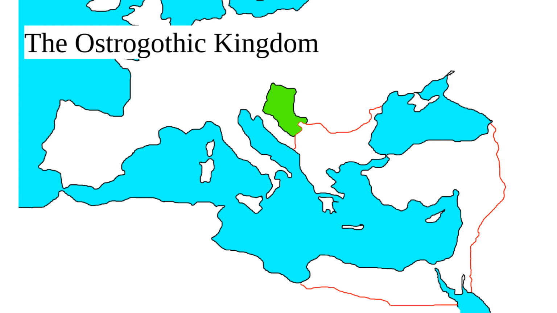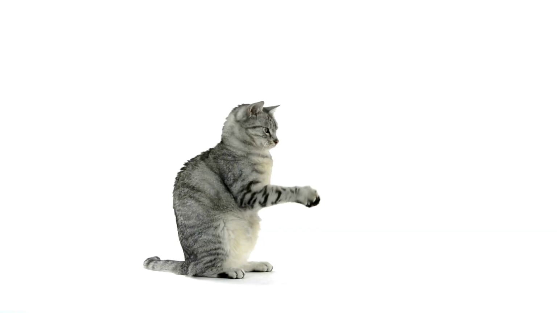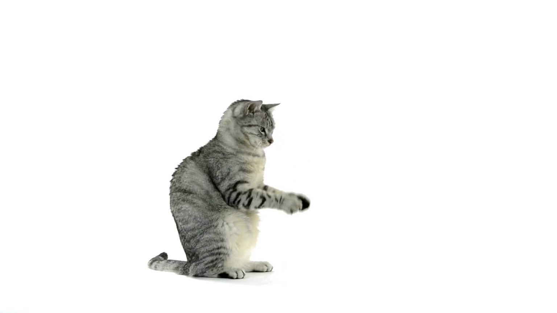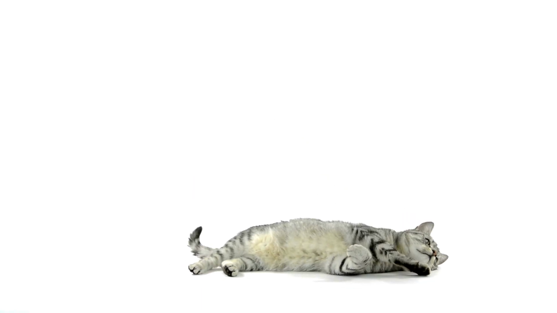The Ostrogothic Kingdom. The Ostrogothic Kingdom comes from the land that Emperor Theodosius I gave to the Goths as a peace settlement in the year 382. The distinction between the Visigoths and Ostrogoths is not important, it's a modern convention, and I'm not going to go into too much detail on that.